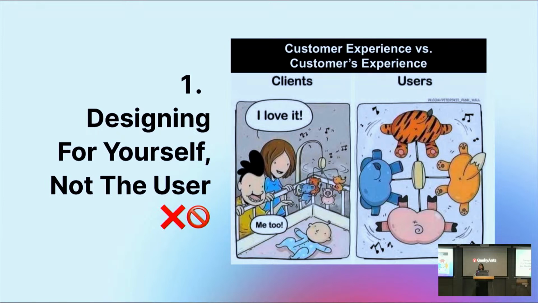This is the easiest way you can avoid this mistake, designing for yourself, not the users, because you're solving their problem, not yours.